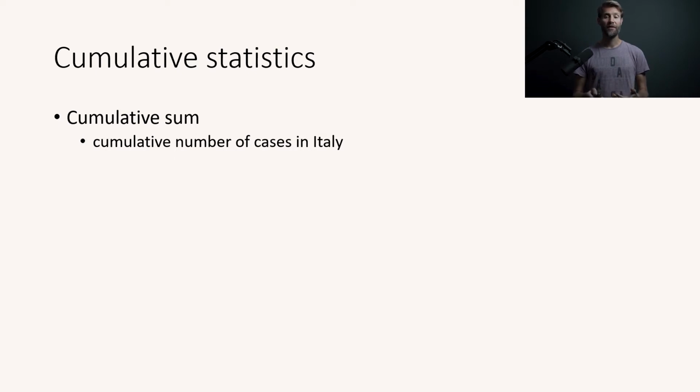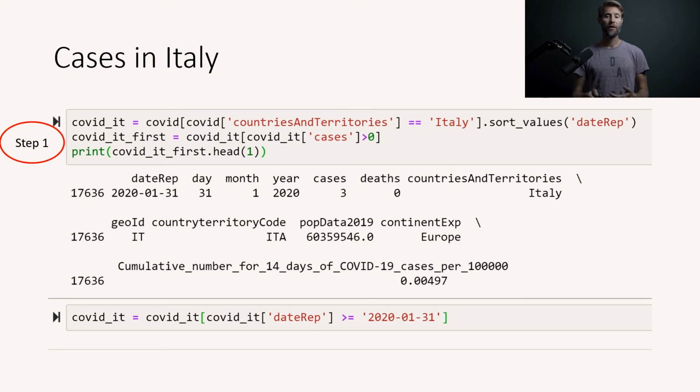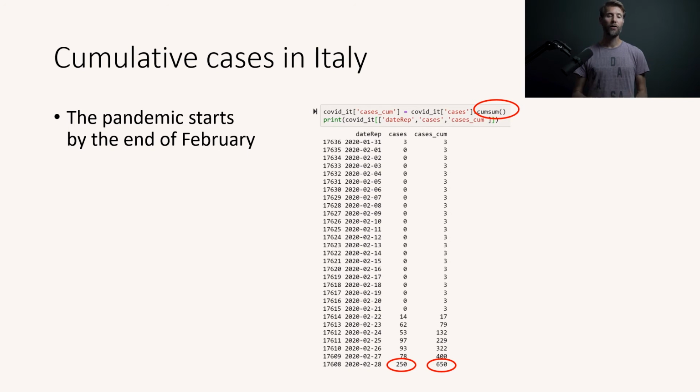To demonstrate cumulative statistics, we will be applying the cumsum function to calculate the cumulative number of cases in Italy. Other cumulative statistics can be calculated by applying similar functions. Before we start calculating the cumulative number of cases, we first filter the cases that were reported in Italy and sort on the date reported field. After that, we select the rows on which there were new cases reported. The first row of this data frame tells us on which date the first case was reported. In step 2, we filter the data frame to start with the first date on which a case was reported. By applying the cumsum method, we obtain an overview of the cumulative number of cases. On the 28th of February, there were 250 new cases reported, bringing the total number of cases reported to 650.